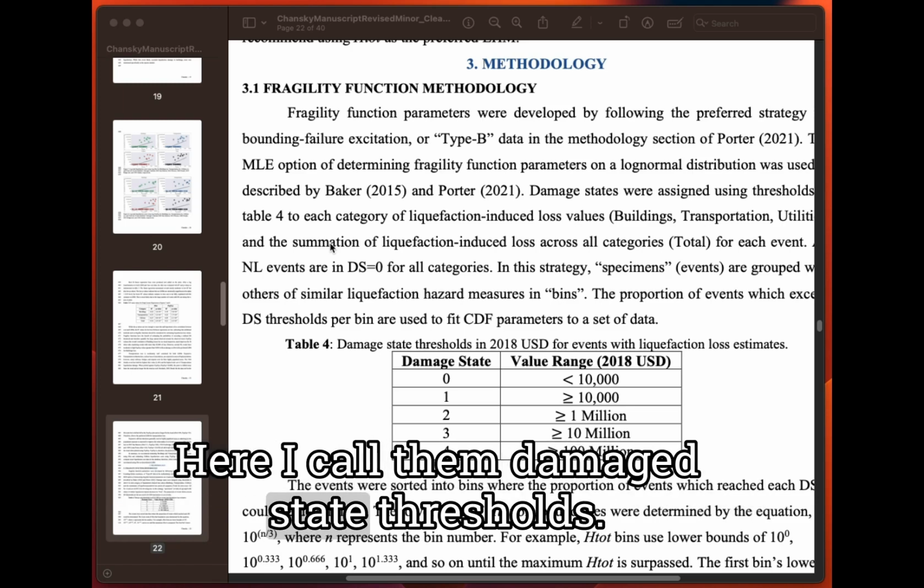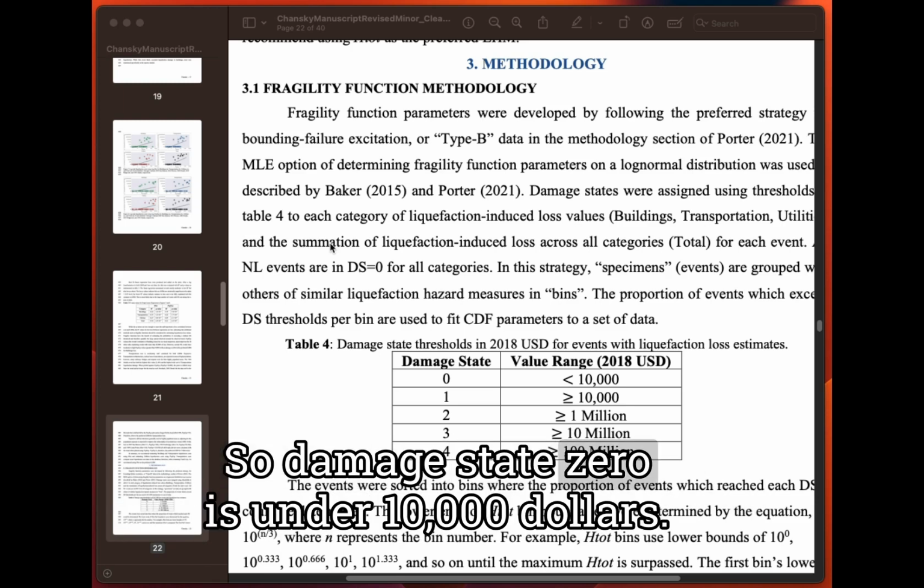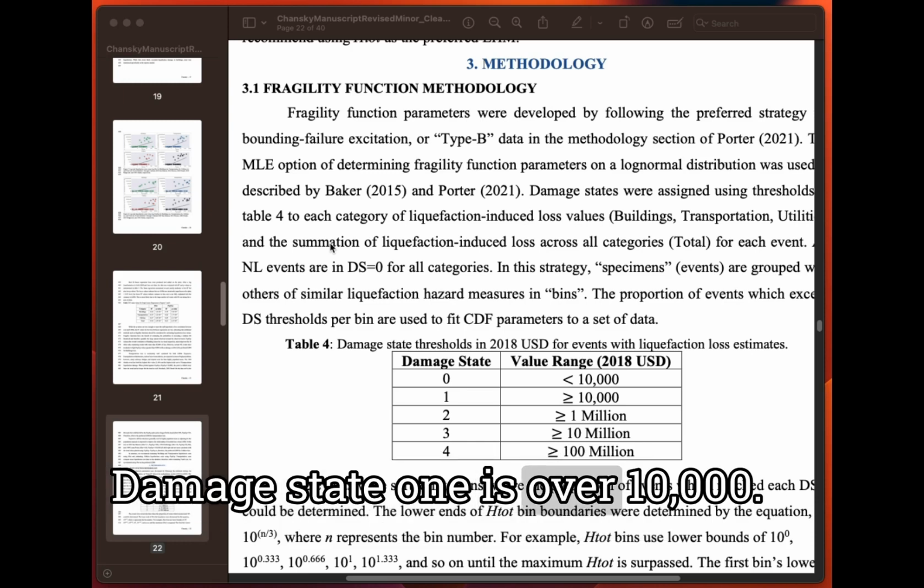Here I call them damage state thresholds. So damage state 0 is under $10,000. Damage state 1 is over $10,000.